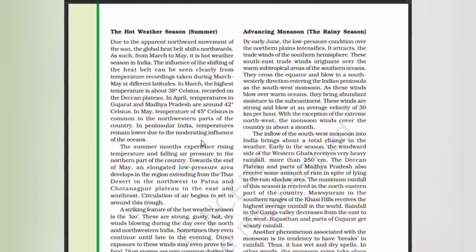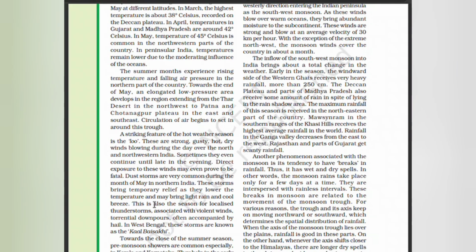The summer months experience rising temperature and falling air pressure in the northern part of the country. Towards the end of May, an elongated low pressure area develops in the region, extending from the Thar Desert in the northwest to Patna and the Chotanagpur Plateau in the east and southeast. Circulation of air begins to set in around this trough.